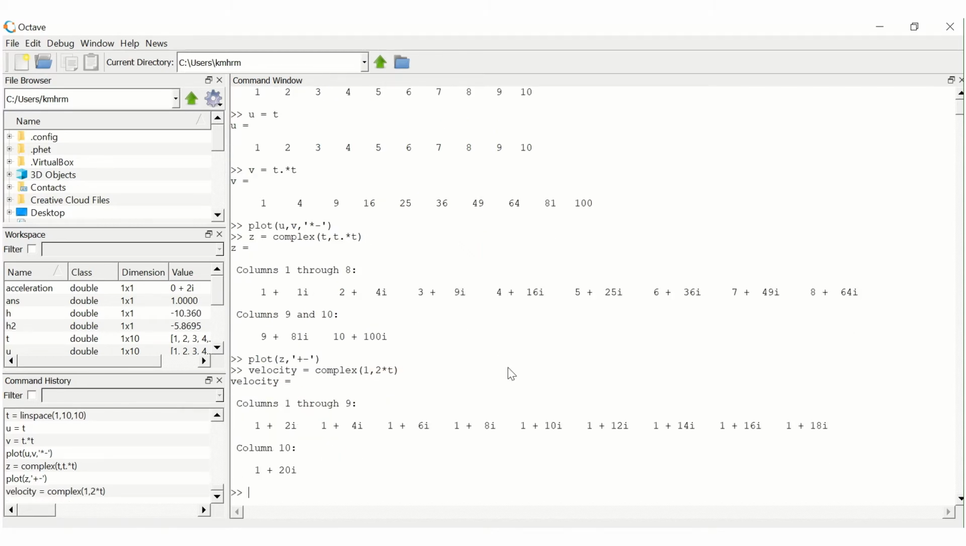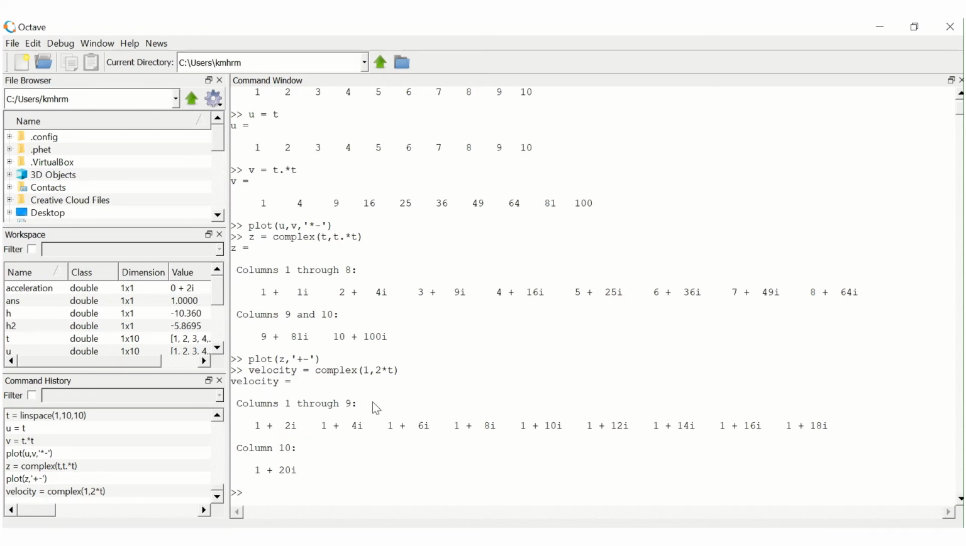So let's enter, and now these are the velocities at the different points. This is the velocity at the first point, second point, third point, fourth point, etc. And now we want to plot the vector, right? So we want to plot the vector at each point. What we do is we are going to plot this on the complex plane.